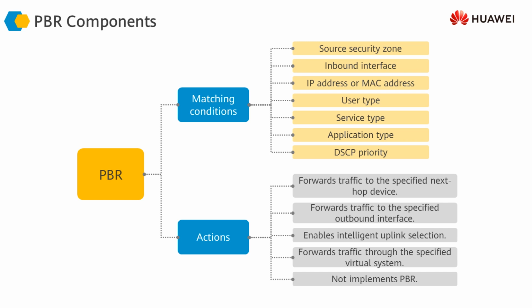We can forward traffic to a specified next hop device, we can forward traffic to a specified outbound interface, we can enable intelligent uplink selection, etc. So these are the different actions which can be taken when we are configuring policy-based routing.